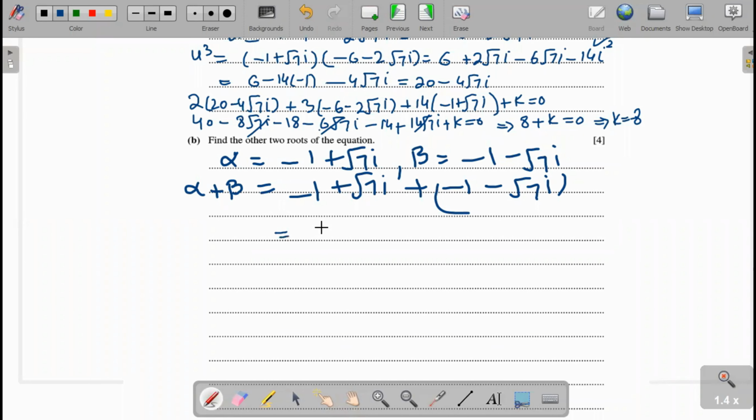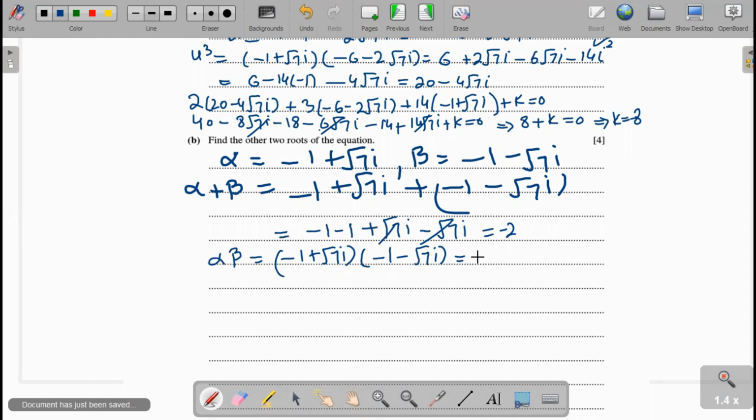Now this value becomes minus 1, and minus 1 plus k root of 7i minus k root of 7i, we get minus 2. And the product of the roots alpha beta is (minus 1 plus k root of 7i) into (minus 1 minus k root of 7i). We can apply the identity (a plus p)(a minus p), that's k square, minus 1 square minus (7 k root of 7i) whole square.